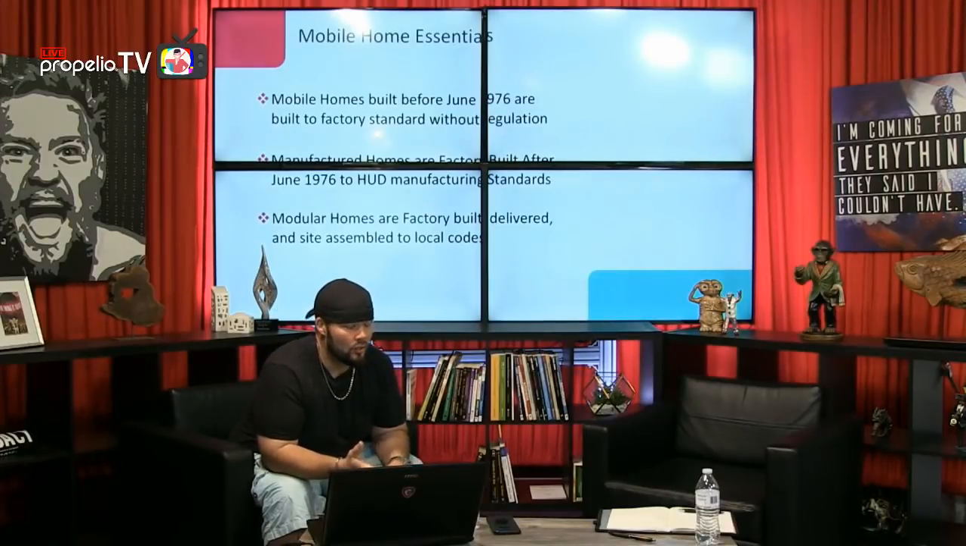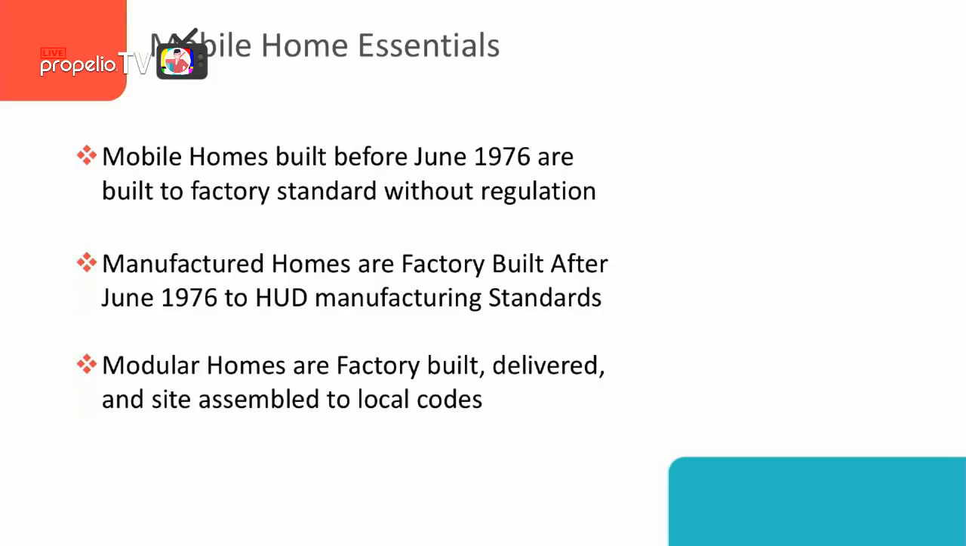So we are up to some of the basic definitions, getting you in between what a modular home, a manufactured home, and a mobile home are. They're different, and we need to know that. Mobile homes are built before June of 1976. Manufactured homes are built after June of 1976 to HUD standards, and modular homes are built in factory to local codes. So they're going to fall under your national electric code, your mechanical codes, your plumbing codes, your building codes, all those fun little codes.